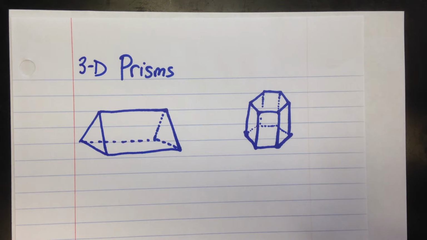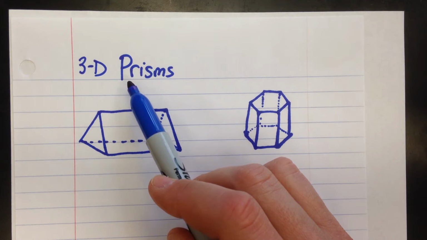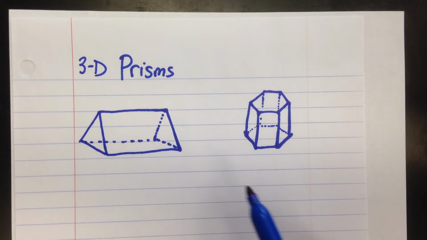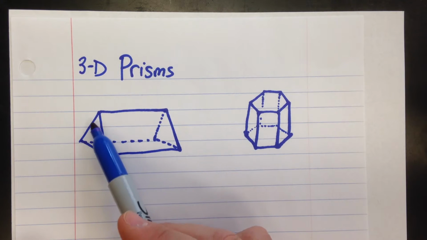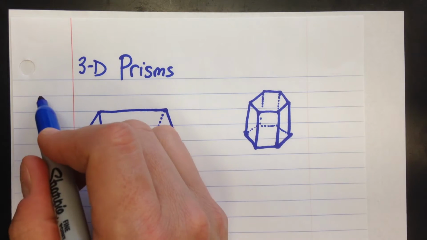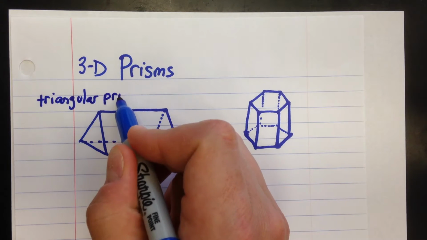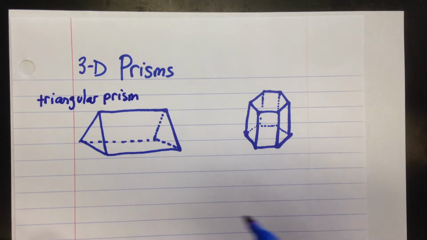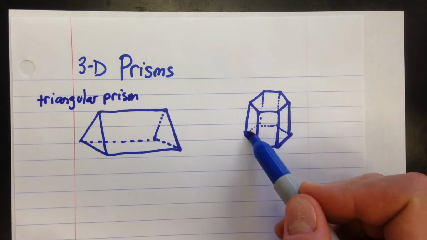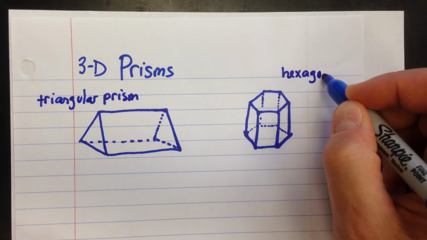Okay, folks, so our topic today is we're going to start talking about three-dimensional figures, specifically prisms. To start off here, I have two shapes. These are both prisms. The first one, you'll notice you have a triangle on the left and the right side of the object. So this is called a triangular prism. And then the second one, you'll notice at the top and the bottom, each of those have 6 sides. That is a hexagonal prism.